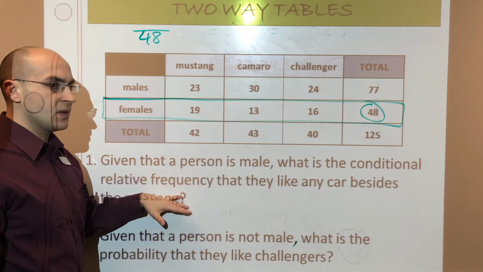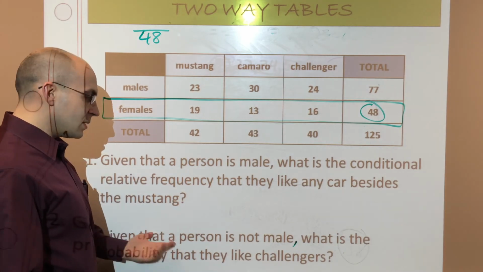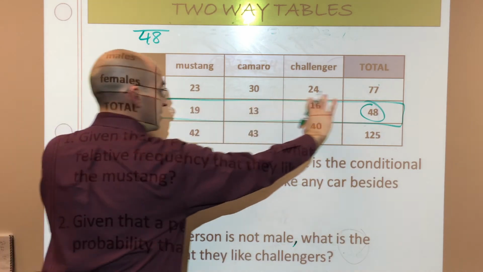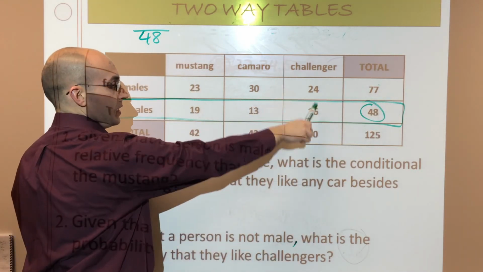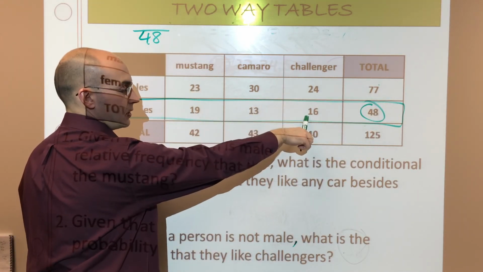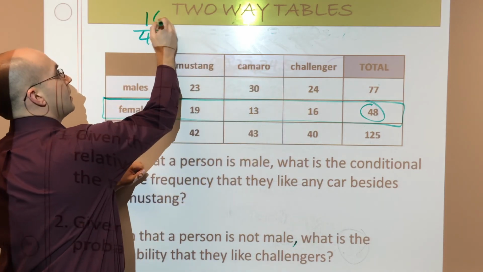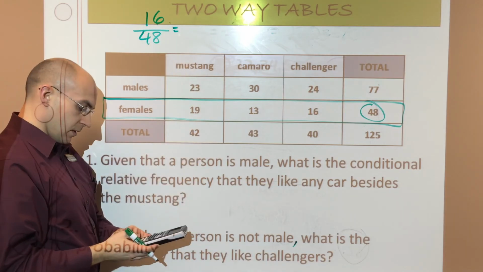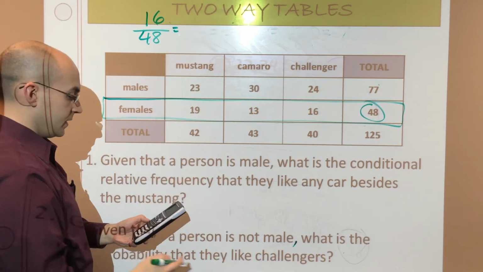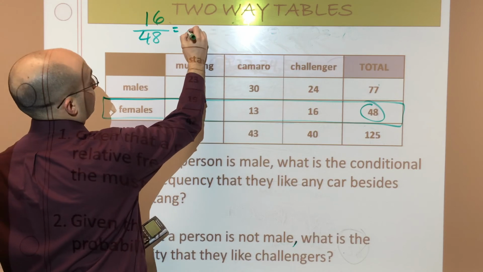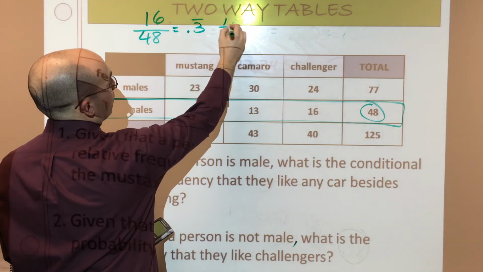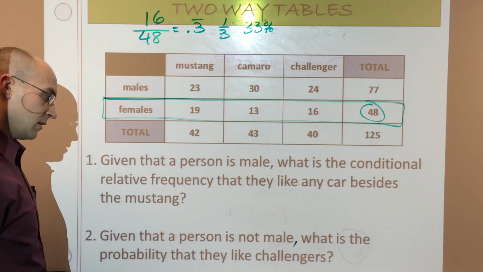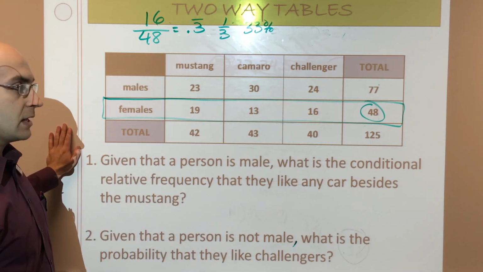So different setup than this one, but it's asking similar things. What's the probability that females like Challengers? So you're going to only look at these numbers. Challengers falls into this section, so I know that 16 has to be my numerator. Now, when I divide it, I should get 1/3. 16 divided by 48 is going to give me 0.3 repeating, or I'm just going to do 1/3 or 33%. So 33% of females prefer Challengers.